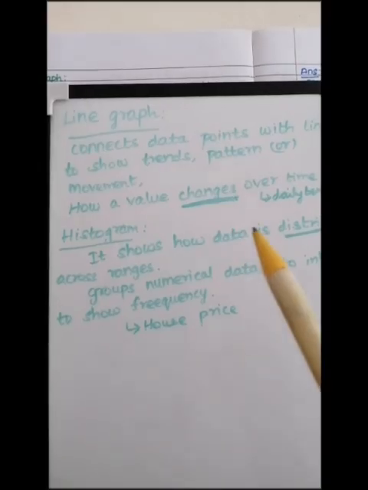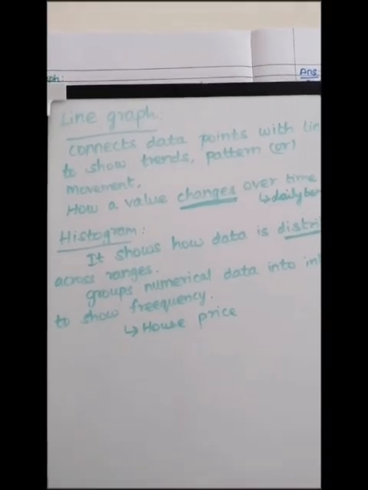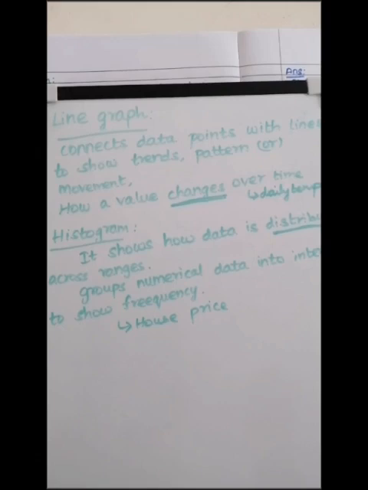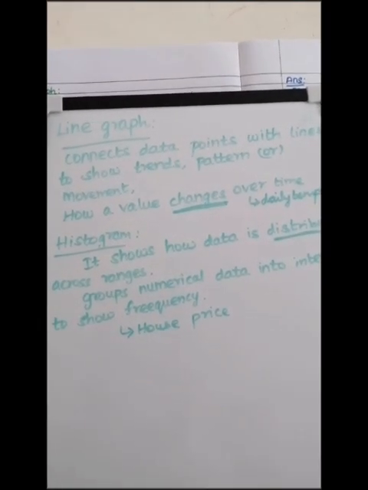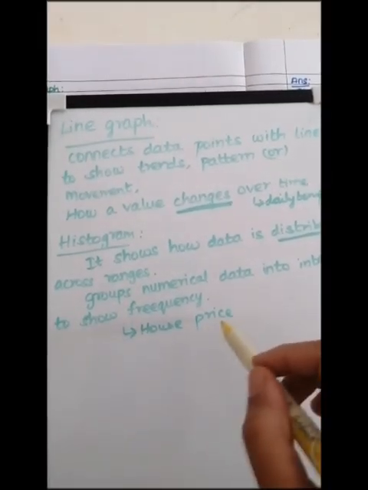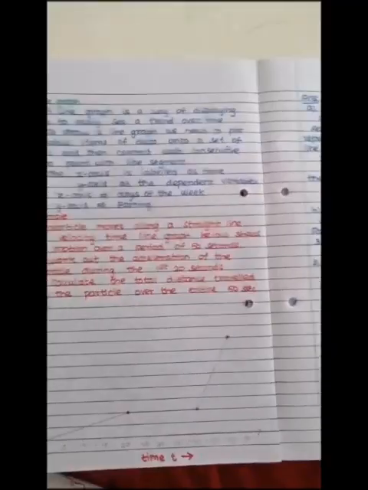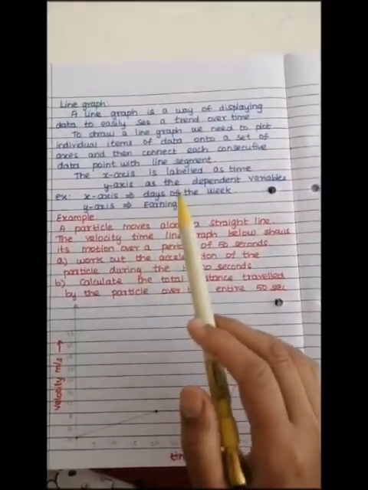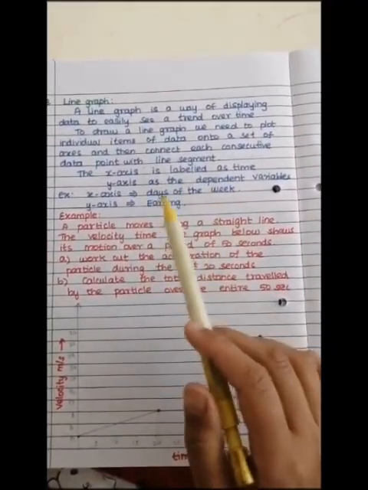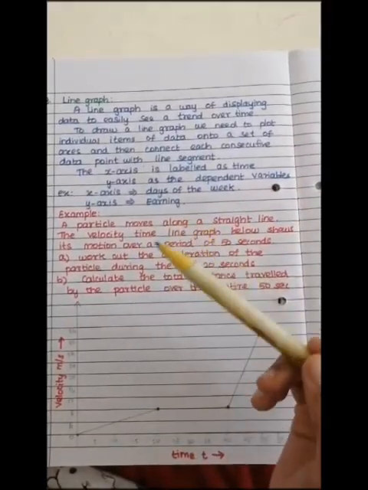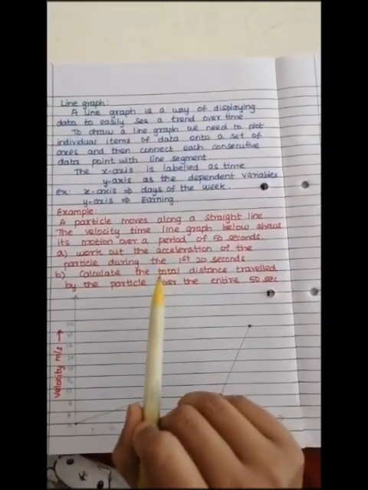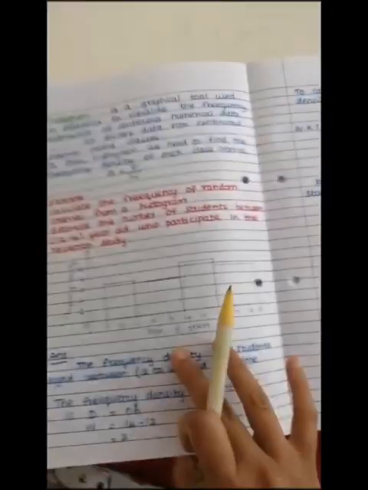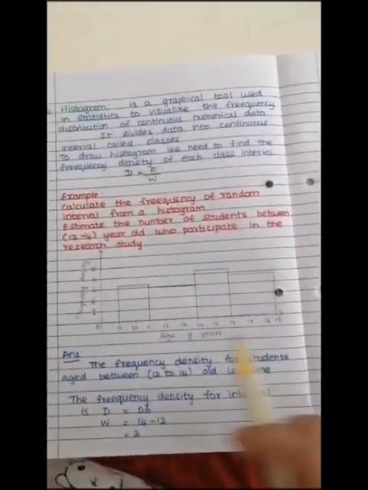Histogram: it shows how data is distributed across the ranges. It groups numerical data into intervals to show the frequencies. A real life example is house price. Here we see that the x-axis always shows the time and the y-axis shows the dependent variable, which we are changing. For a detailed view you can see the previous video.